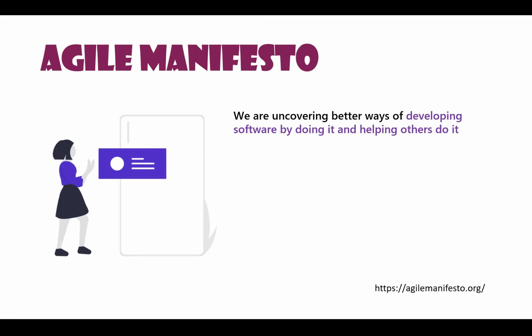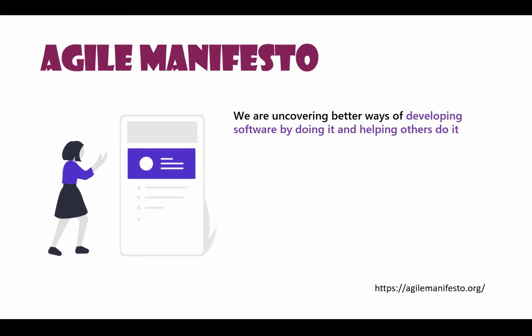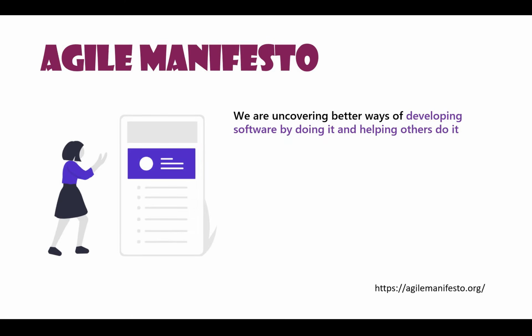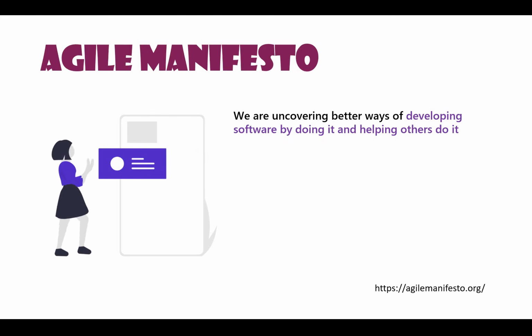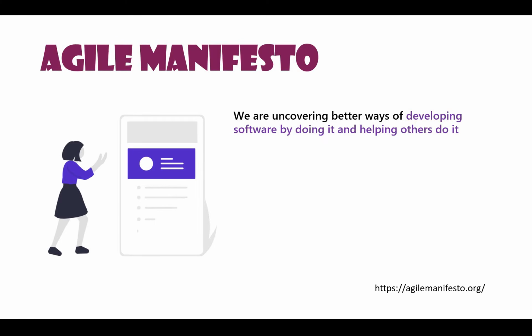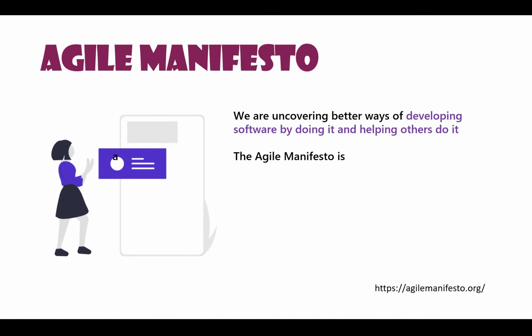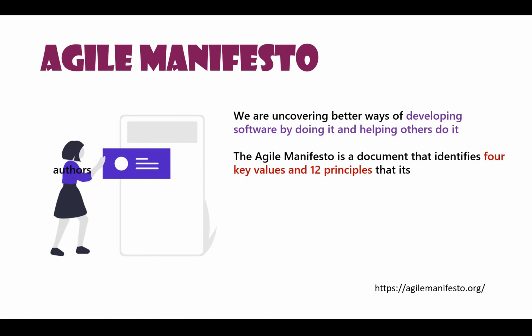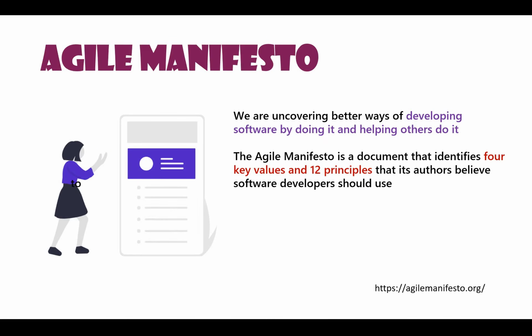The main reason the authors brought out this Agile Manifesto is that we are uncovering better ways of developing software by doing it and helping others to do it. As part of agile project management, we are trying to improve software development by doing it and also helping others to do it. In order to do that, we also need some kind of documentation, because it cannot always be plain, without any methodologies or anything described.